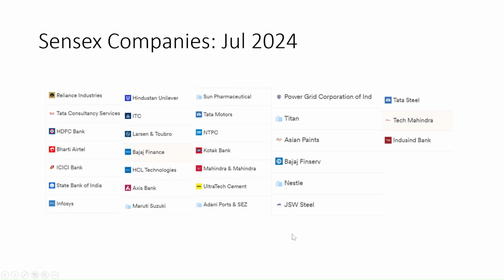Here's a look at the Sensex companies as of July 2024. These companies are the heavyweights in the Indian stock market, and their performance significantly impacts the Sensex index. Our goal today is to analyze these companies and identify the key players that drive the market.